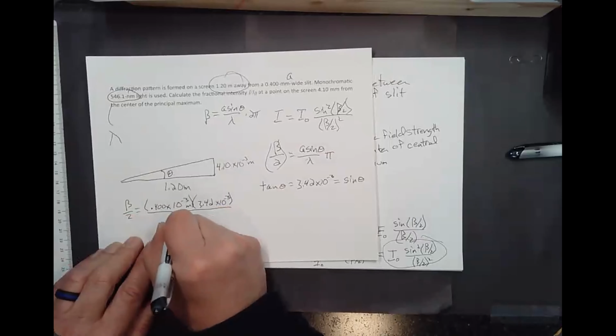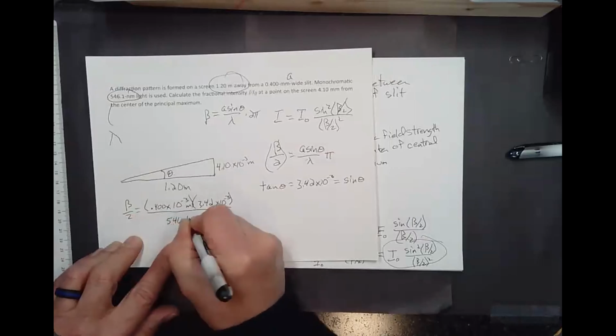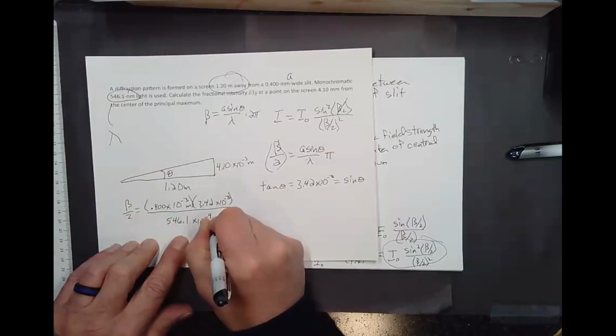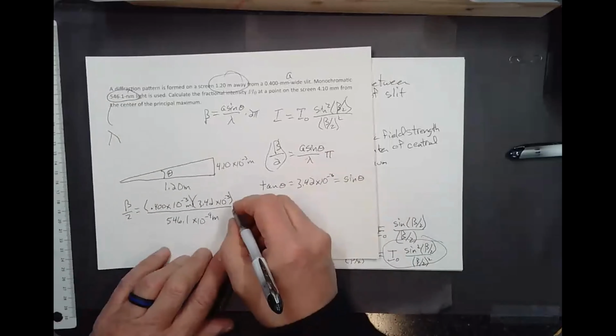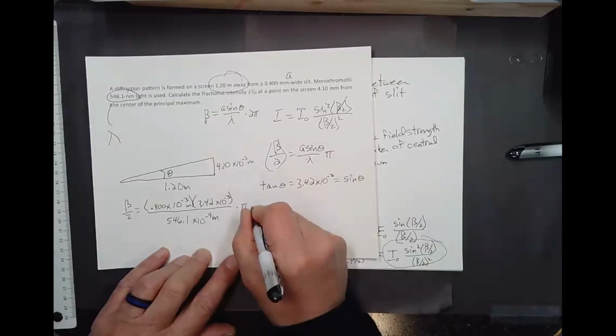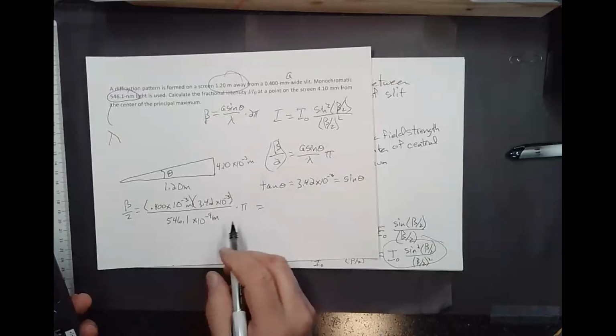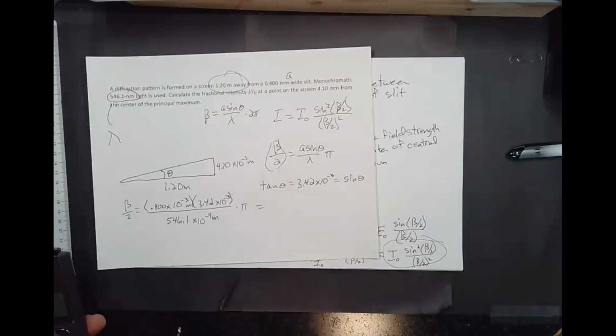And on the bottom, the wavelength, 546.1 times 10 to the minus ninth meters. So there's the lambda, and then I multiply by pi. And so I can just do that. Okay, 3.42. That number, need this one.